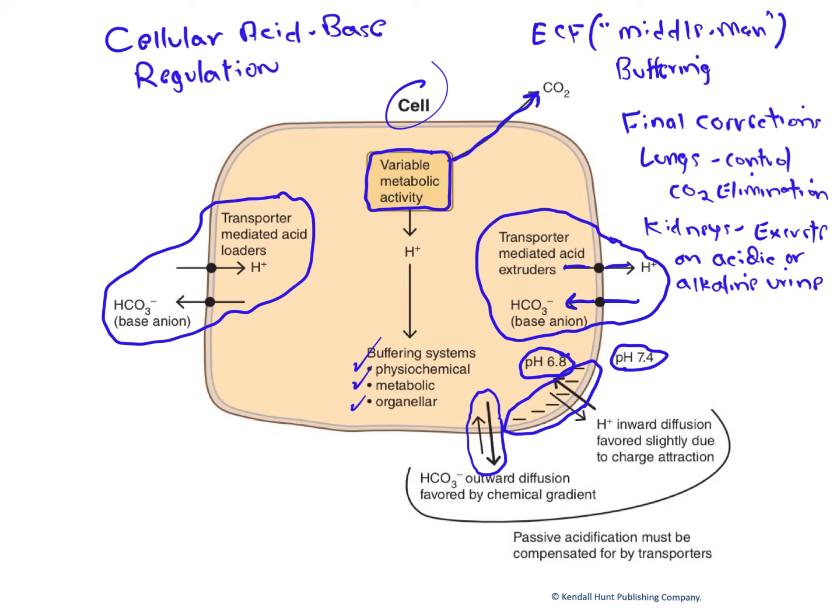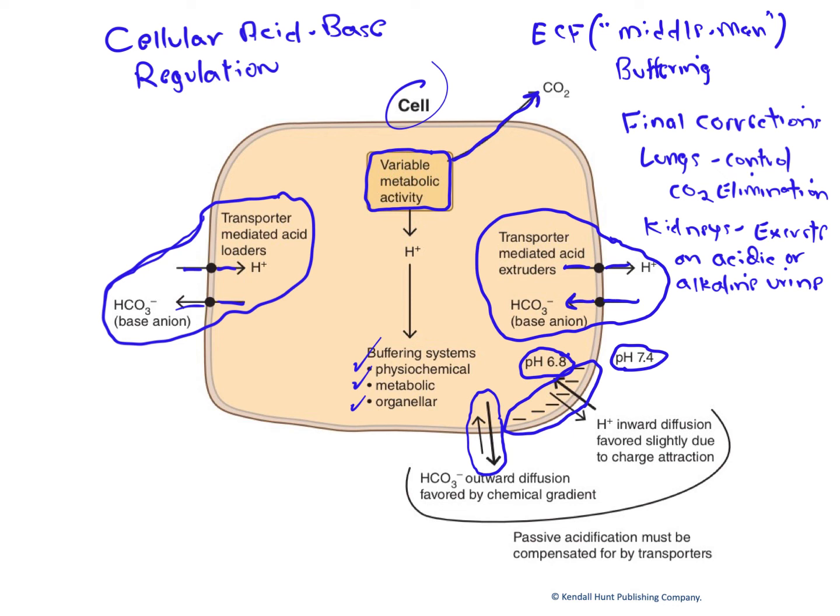So they extrude acids. It could be, under some circumstances, that we need to do the opposite. That's to load acids into the cell. And of course, we could do that by having transporters that pump protons in and or base anions out. Let's assume that after the cell's done its metabolic activities and buffering and transmembrane transport of protons and base anions, suppose we have a change in ECF pH.